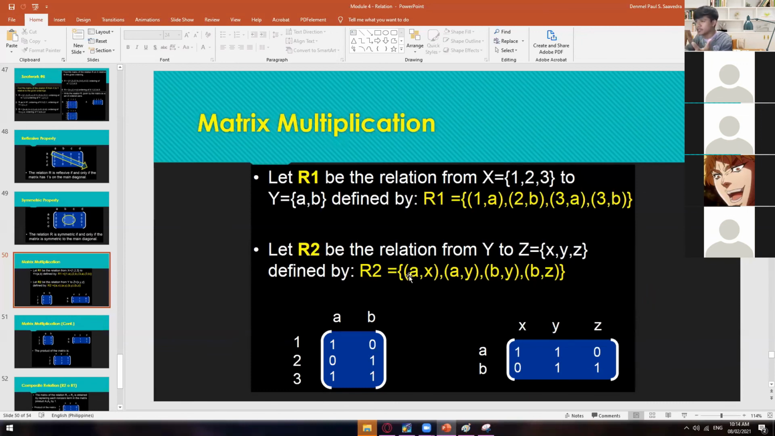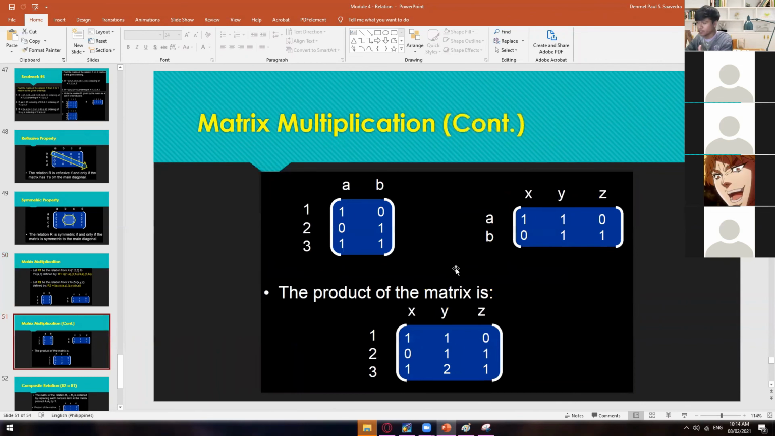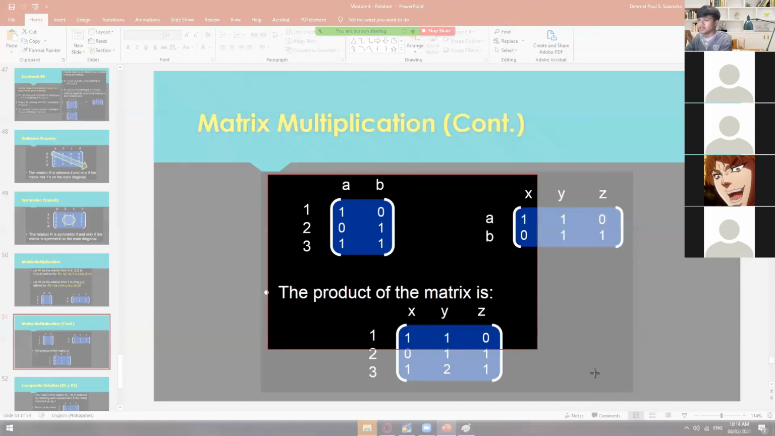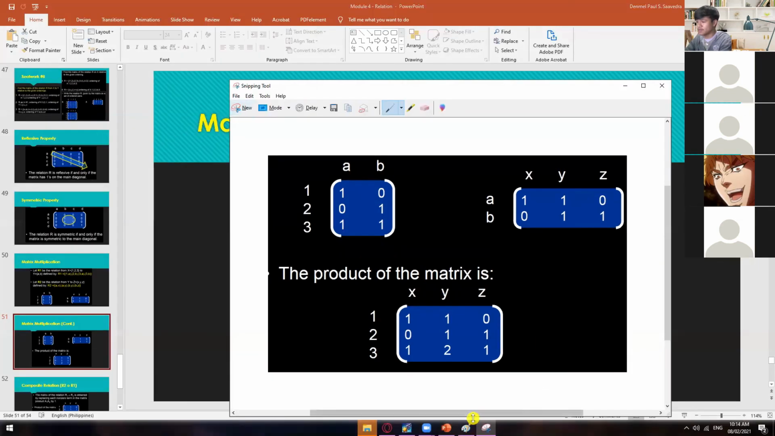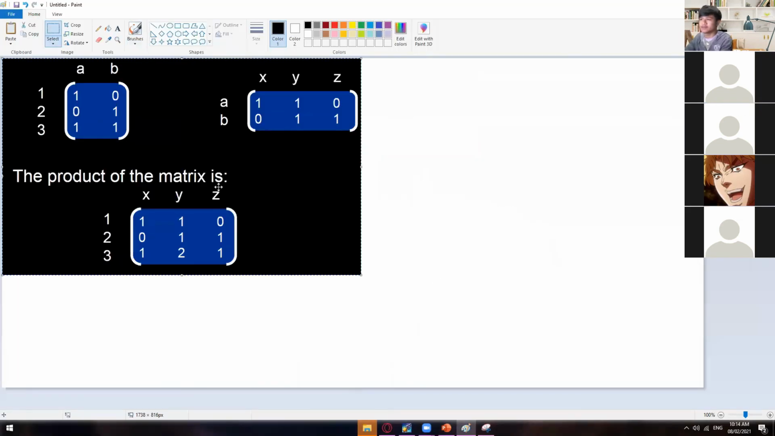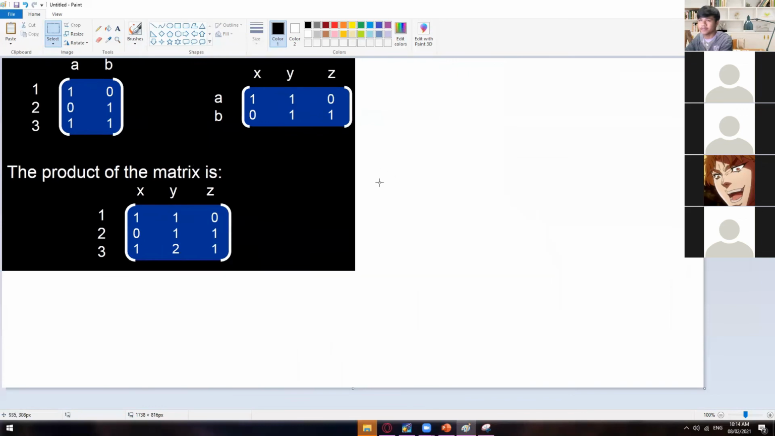Now, the question here is we have to multiply R1 to R2, or R1 times R2. Okay, so here's the solution. Here's the R1 and here's the R2, and then here's the product of the matrix from R1 to R2. Okay, so how did we come up with this one? Let me just copy this one and then show it step by step on this paint.